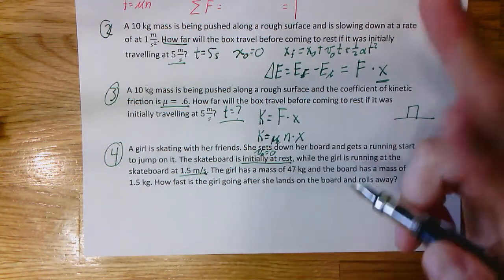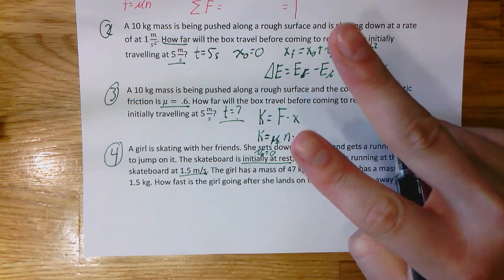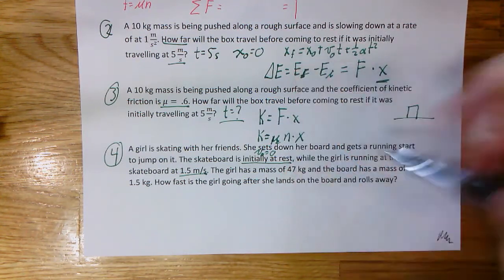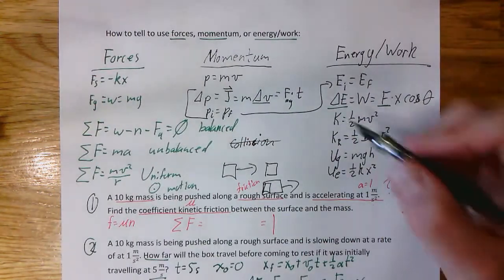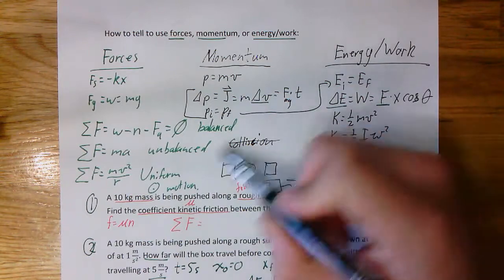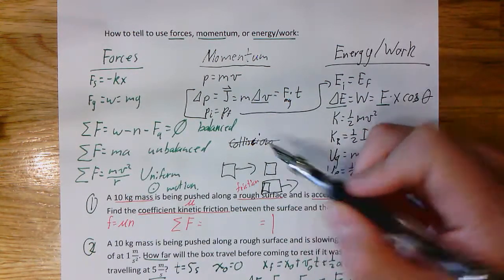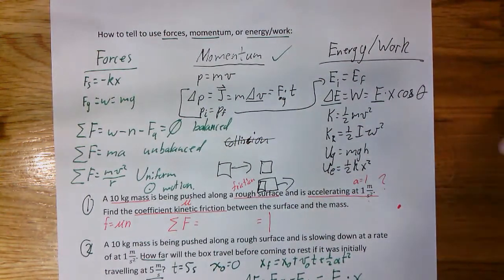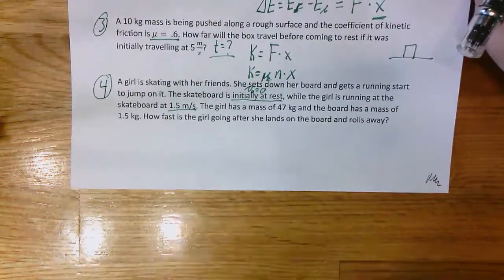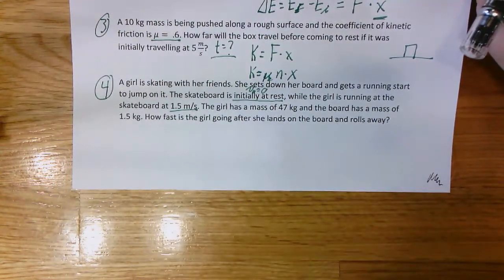This problem has 2 different bodies, 2 different masses with 2 different velocities. We have the skateboard and we have the girl. Anytime you have 2 different things with 2 different velocities, they're probably either going to collide or explode. This is momentum, right? If they start describing multiple things moving with different velocities and then they interact with each other somehow, they pull on each other with a string, they are attached by a spring, they have friction, they touch each other, they run into each other, any of that is probably momentum.